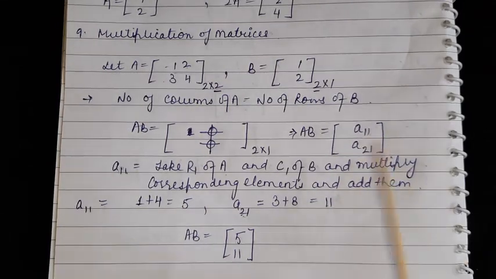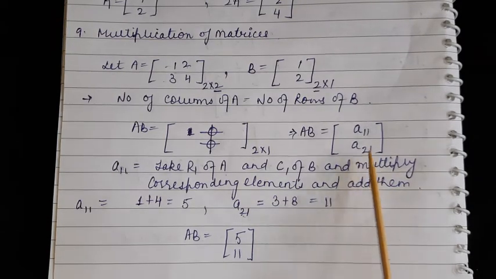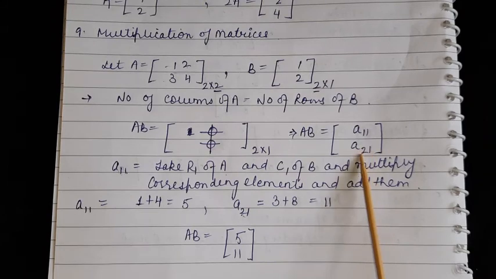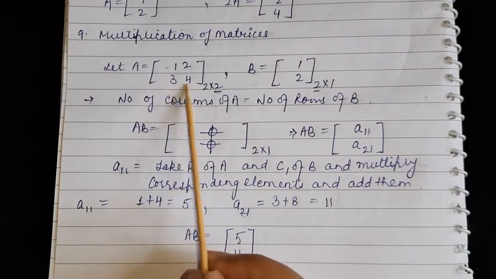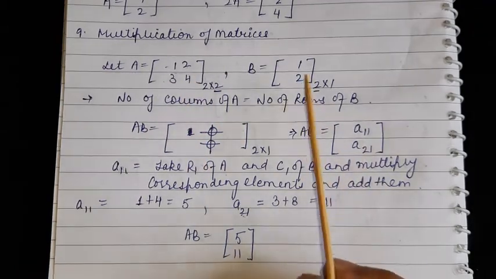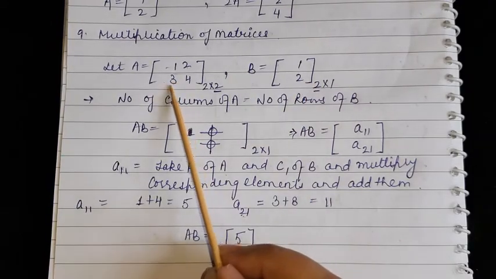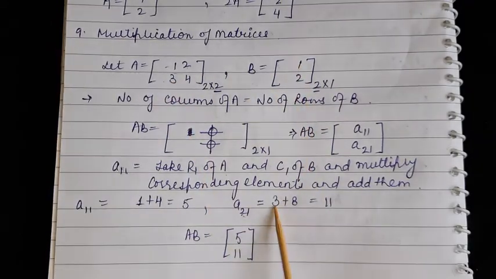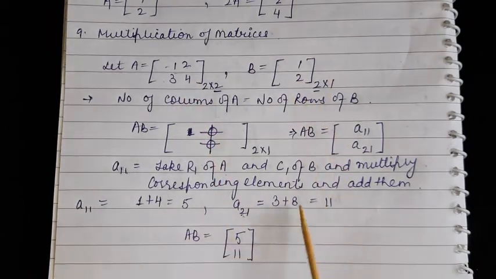Let's see it one more time. Our next element is A21. It means we should take the second row from A, which is 3, 4, and the first column of B, which is 1, 2. Let's multiply corresponding elements. 3 into 1 is 3, plus 4 into 2 is 8. So 3 plus 8 is 11.